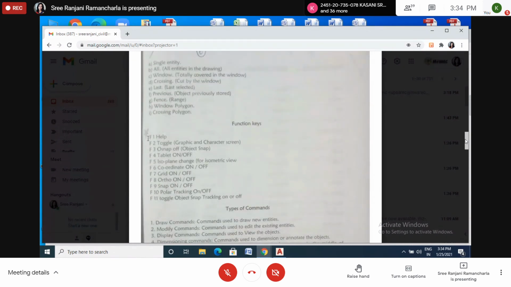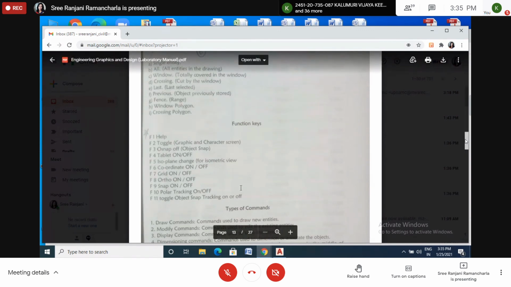Function of keys. F1 help, F2 toggle. Few of them you know. This F1, F keys, function keys, toggle, O snap off. We'll be doing all this here. Auto grid, which I am using in this bottom portion, on this bottom menu. Everything will be there, and this also will be there on the keyboard.